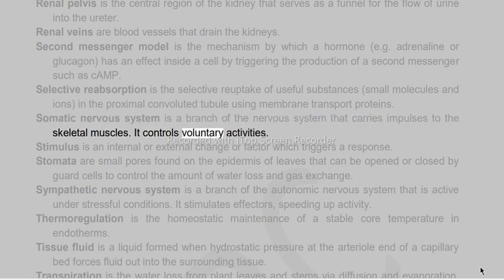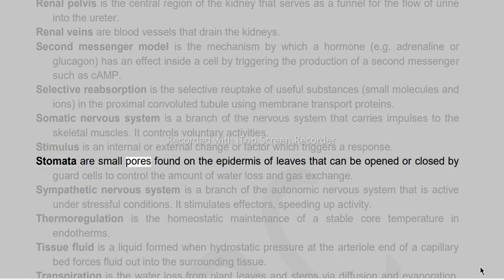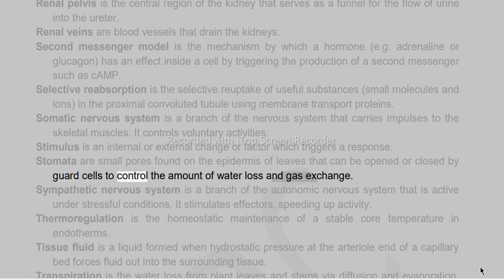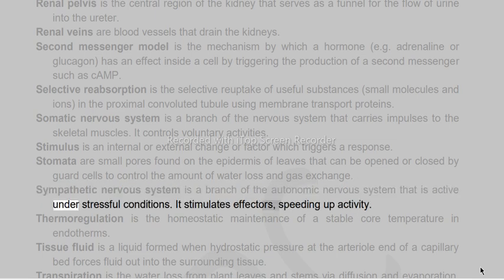Somatic nervous system is a branch of the nervous system that carries impulses to the skeletal muscles. It controls voluntary activities. Stimulus is an internal or external change or factor which triggers a response. Stomata are small pores found on the epidermis of leaves that can be opened or closed by guard cells to control the amount of water loss and gas exchange. Sympathetic nervous system is a branch of the autonomic nervous system that is active under stressful conditions. It stimulates effectors, speeding up activity.